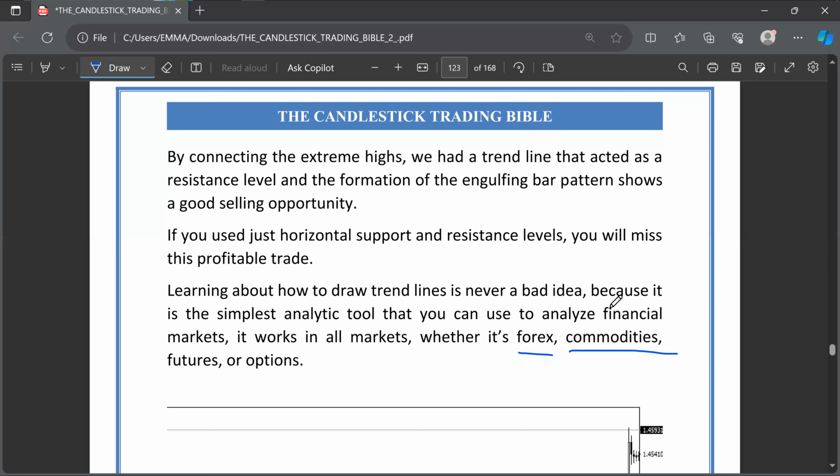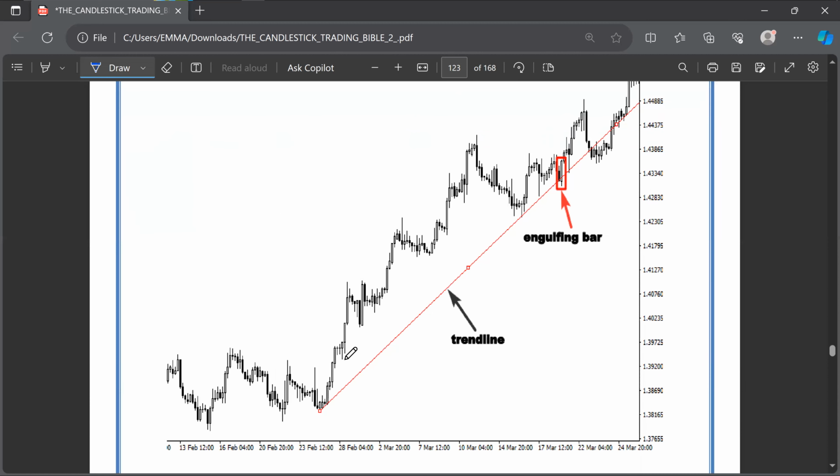We have futures too, and we have options. They are all financial markets that we can trade, right? So that is it. Now, like I said, this is an uptrend. Price is making higher highs and higher lows, right? Prices are moving up generally.